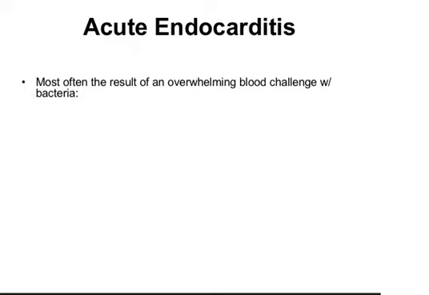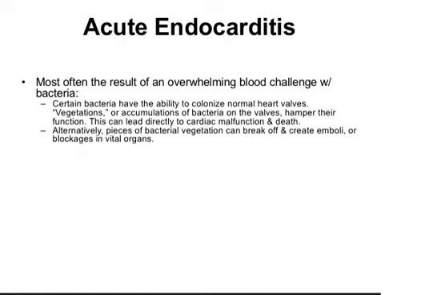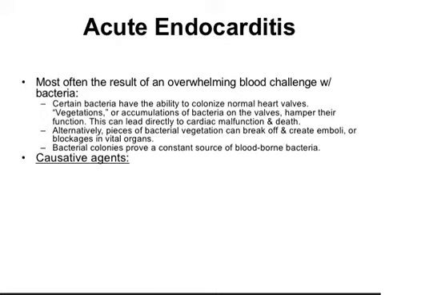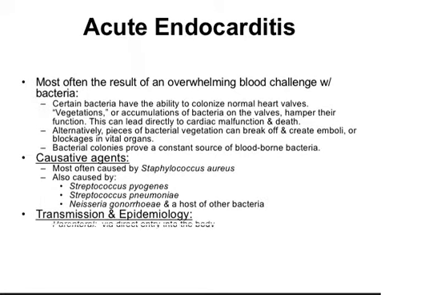Acute endocarditis is most often the result of an overwhelming blood challenge with bacteria. These bacteria can produce vegetations, and this can hamper the function of the heart valve and even lead to death. Also, pieces of these vegetations can break off, forming emboli that can block blood supply to vital organs. They're a constant source of blood-borne bacteria as well, so these colonies are bad news. It's most often caused by Staph aureus, as well as Strep pyogenes, Strep pneumoniae, Neisseria gonorrhoeae, and other bacteria.